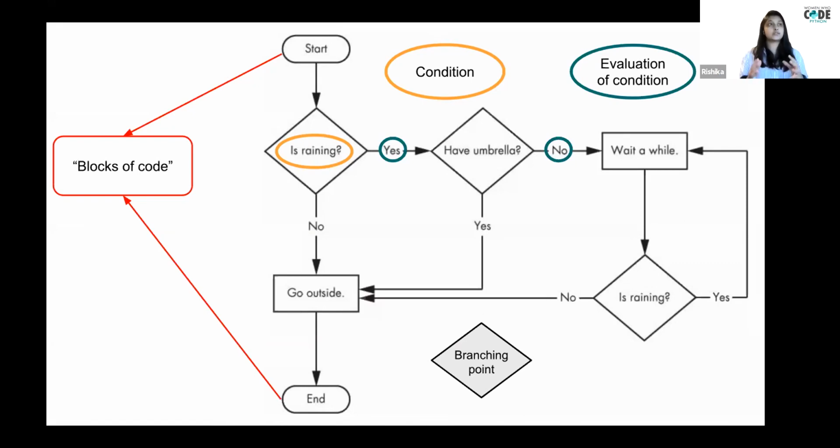So hopefully this helps clarify things. When you're thinking about flow control, it helps to think of it as a flow chart, where you have different conditions, and depending on the evaluation of the condition, you're going to take a different path in that flow chart, and then you're going to have a different result at the end.